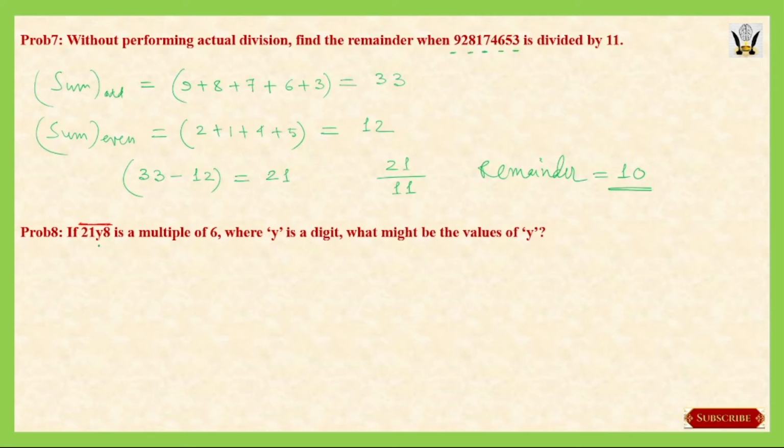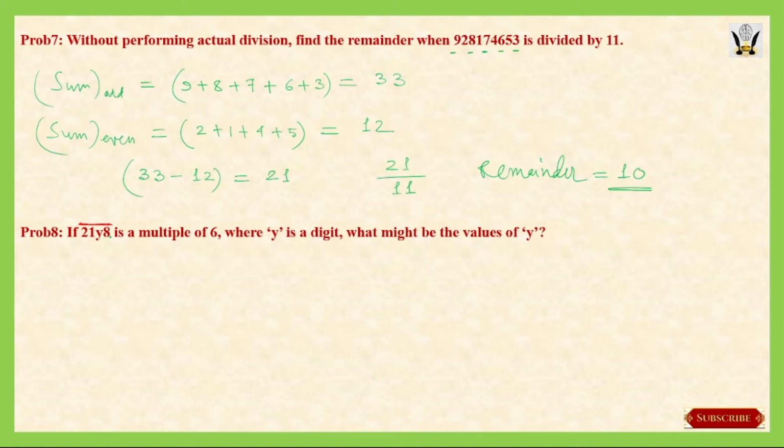Now the next problem says that if this given number is a multiple of 6 where y is a digit, then what could be the possible values of y? Multiple of 6 means that when we divide this by 6, it will be completely divisible, there will be no remainder.